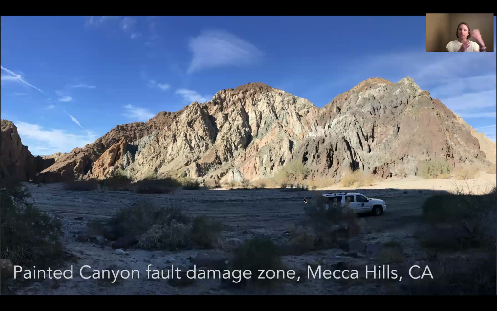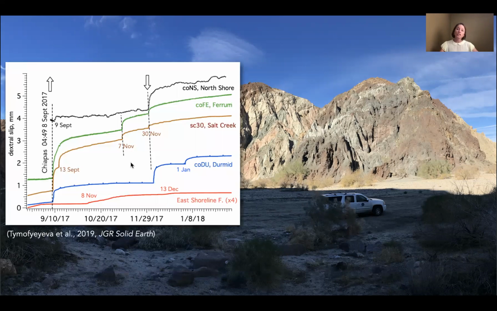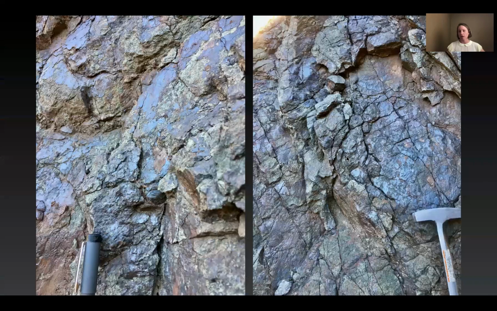We can contrast our data from the Hurricane Fault with our work in Mecca Hills in the Painted Canyon Fault damage zone. The Painted Canyon Fault zone is a voluminous fault zone that is part of a positive flower structure, and the Painted Canyon Fault is inferred to intersect the San Andreas Fault with depth. Recent work has documented triggered shallow slow slip events following the Chiapas earthquake over 3,000 kilometers away. And this motivates our desire to examine the exhumed fault rocks to see how such slow slip events might be manifest in the rock record.